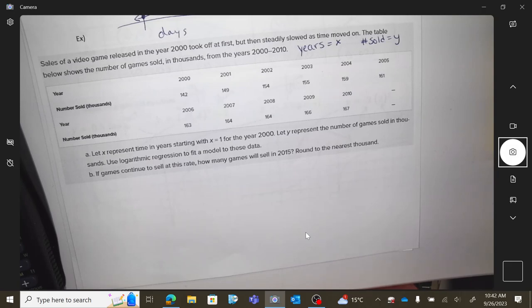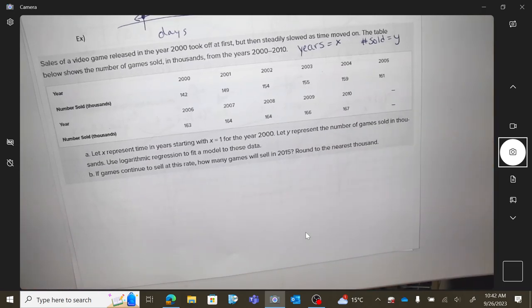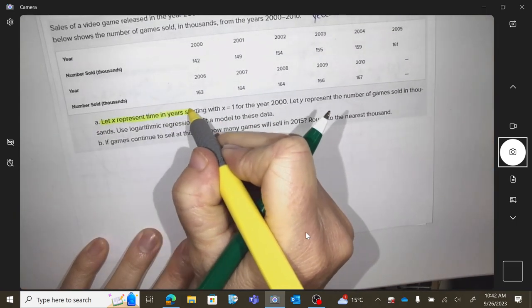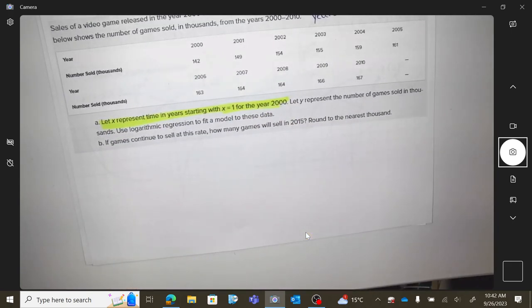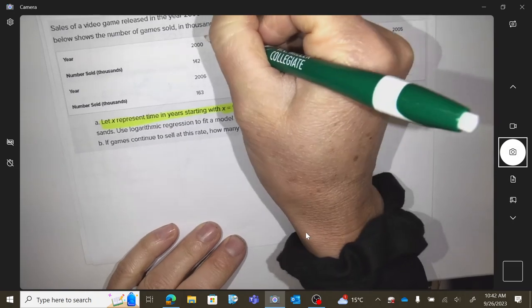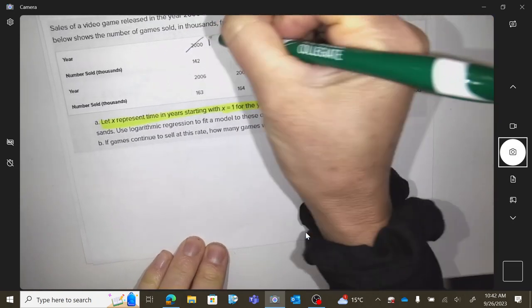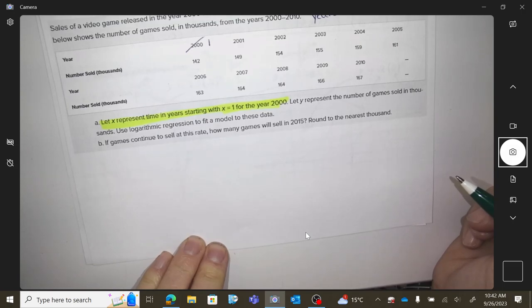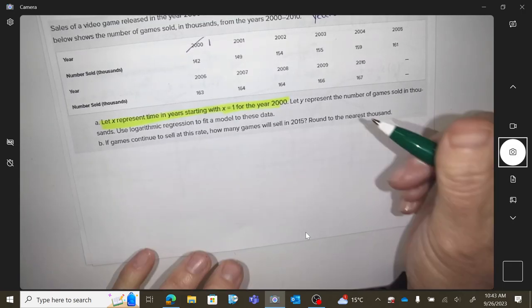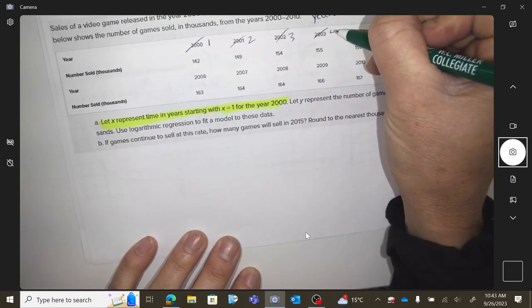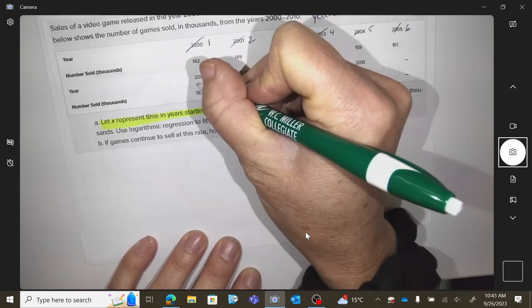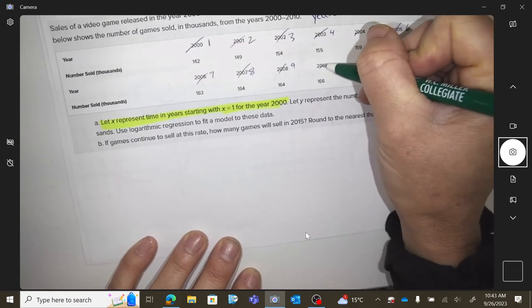Okay, here's what went wrong on some people's test in the last unit. You ready? Let X represent the years starting with X equals 1 for 2000. So forget 2000, don't enter that. It says use an X value of 1. So this would be 2, 3, 4, 5, 6, 7, 8, 9, 10.